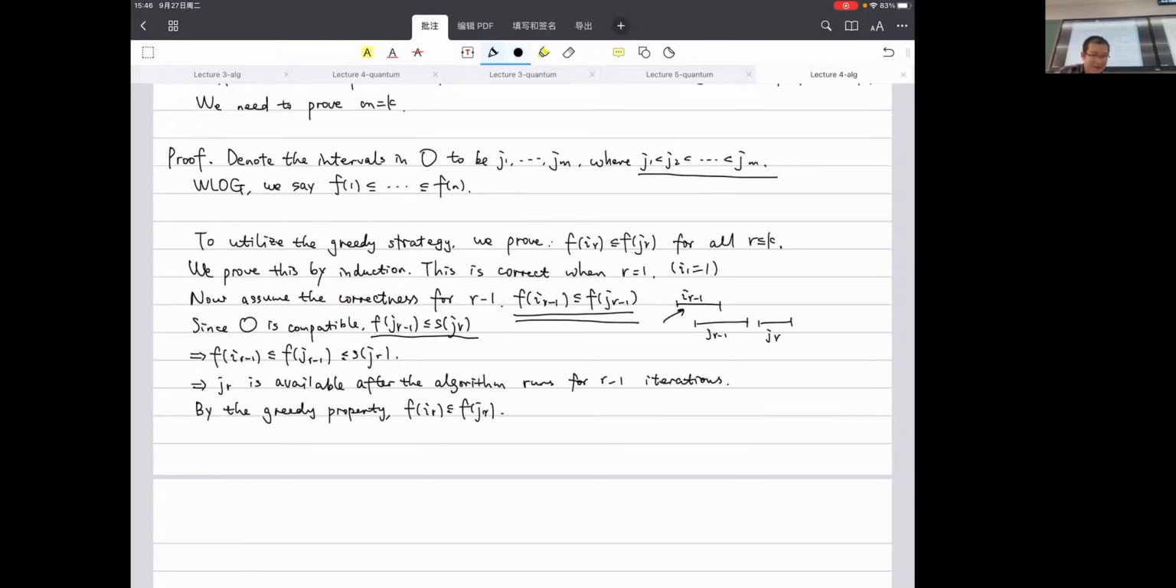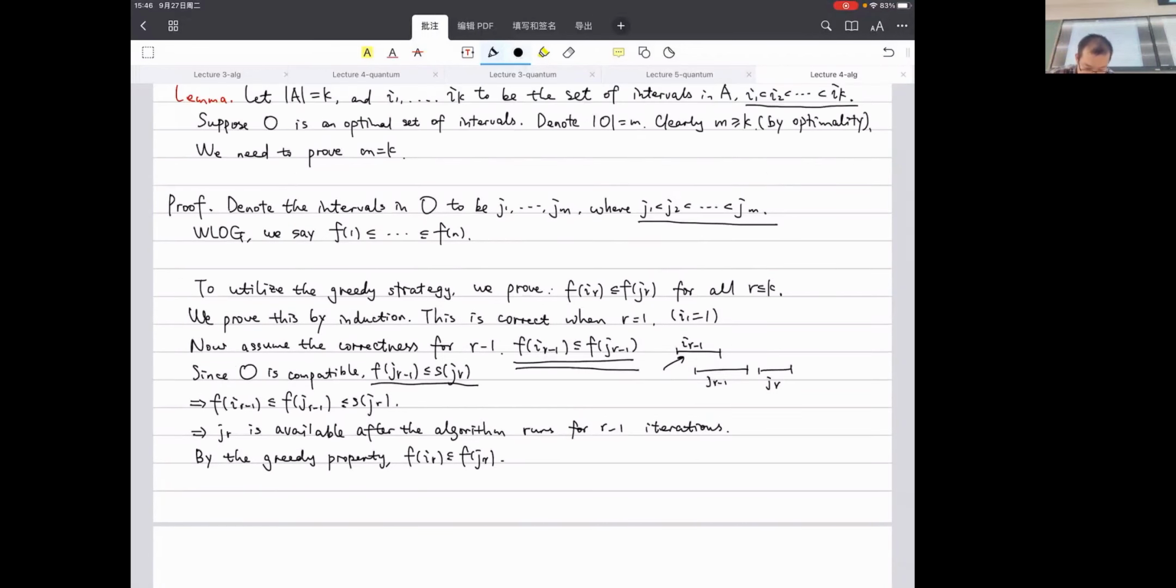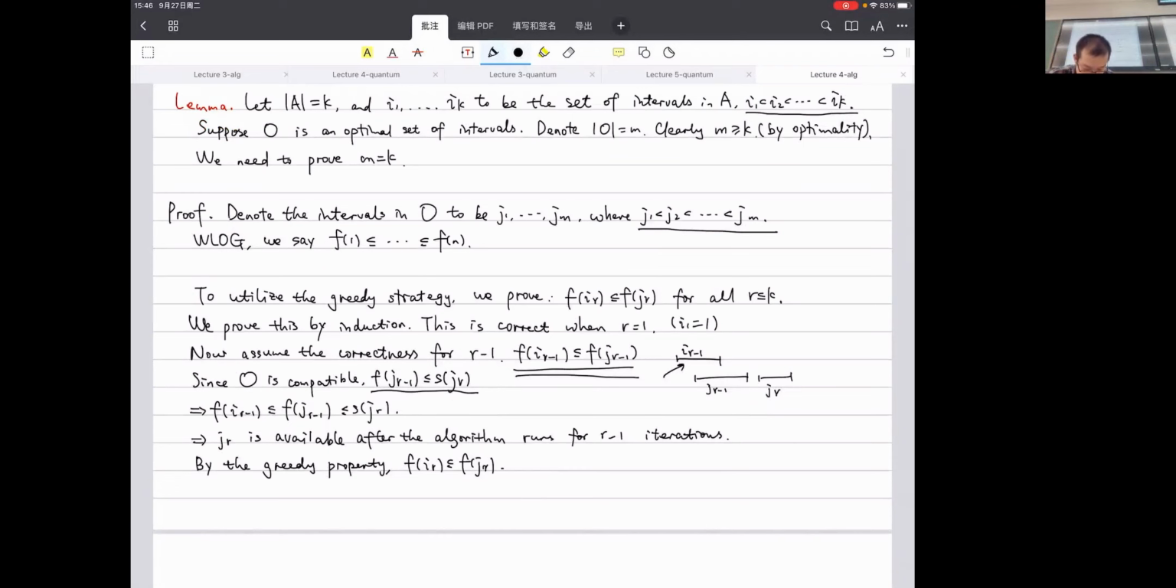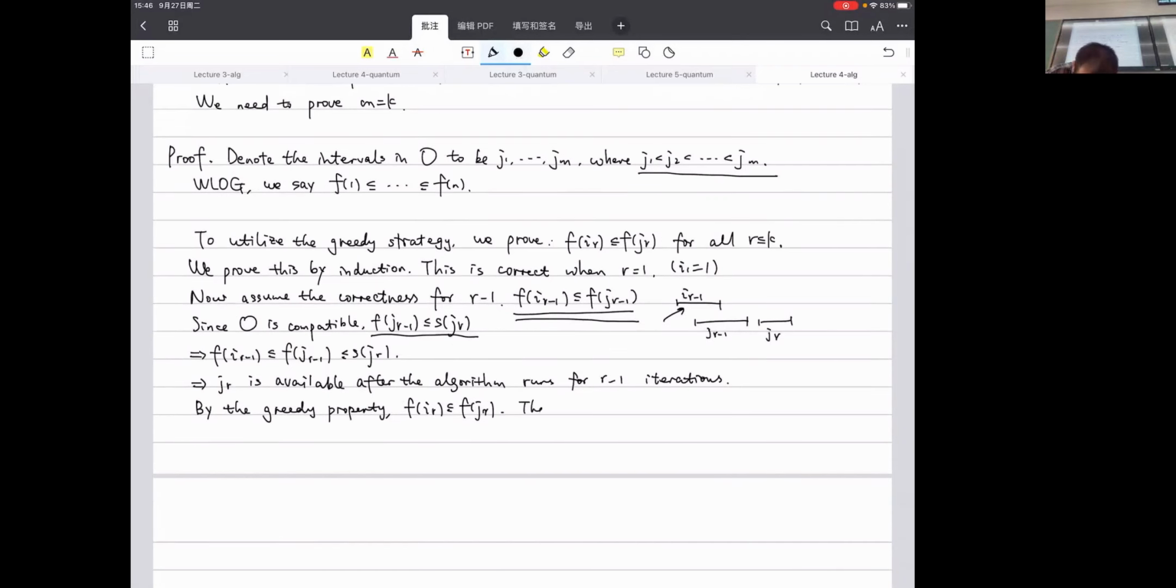I should probably be a little bit cautious. I was just saying that we pick IR instead of JR, but actually they can be equal. But at least we know that F IR is smaller than or equal to F JR. So this finishes the induction.